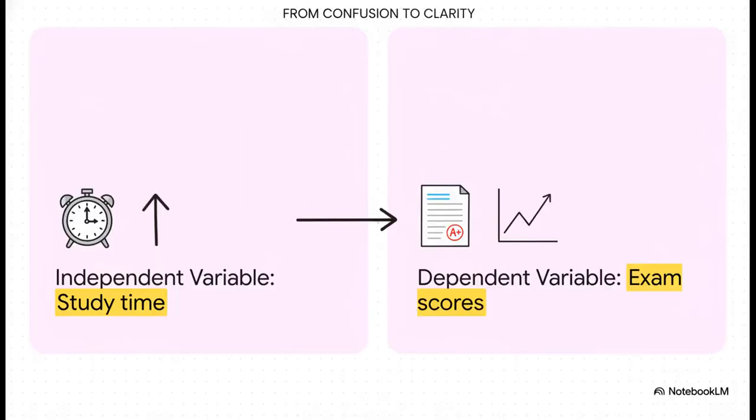We take that exact question and we extract the variables. What are we changing or looking at as the cause? Study time. So that's our independent variable. And what are we measuring as the outcome? Exam scores. That is our dependent variable. You see how clean that is?